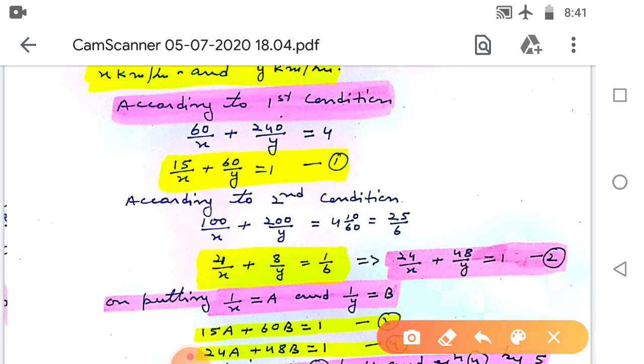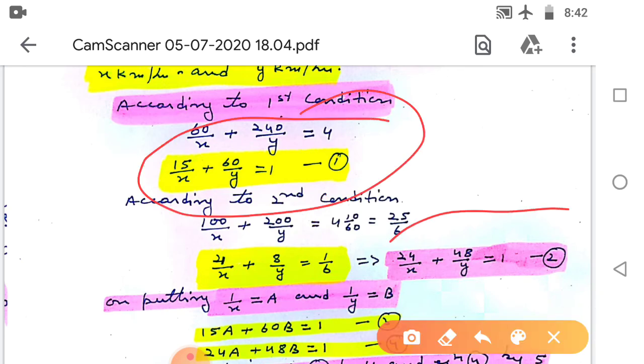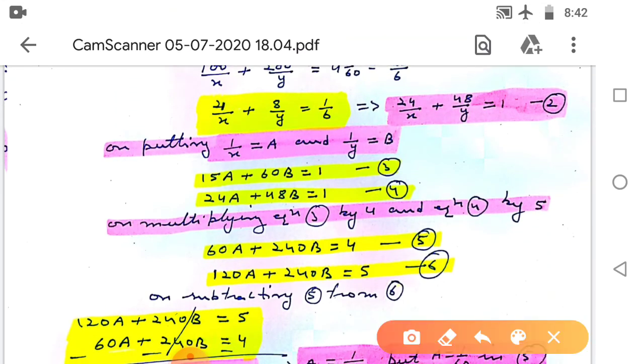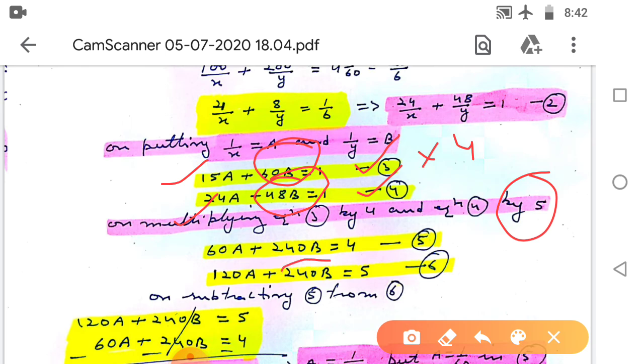So we have two equations, one equation this and the second one is this. Now again 1 upon x is equal to a and 1 upon y is equal to b. Okay, convert these two into linear equations of two variables, that is 15a plus 60b is equal to 1 and 24a plus 48b is equal to 1. So we have two equations 3 and 4. Now multiply equation 3 by 4, so it becomes 240b, and when we multiply equation 4 by 5 it becomes 240b.